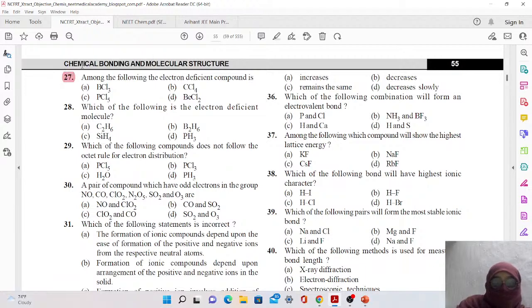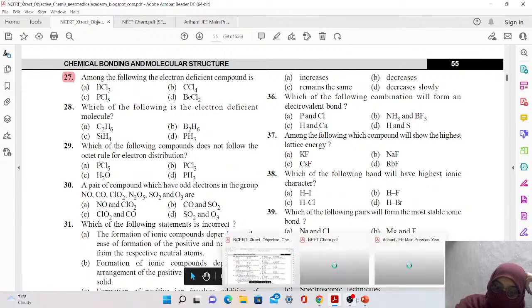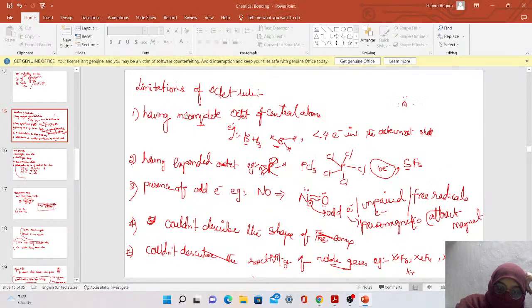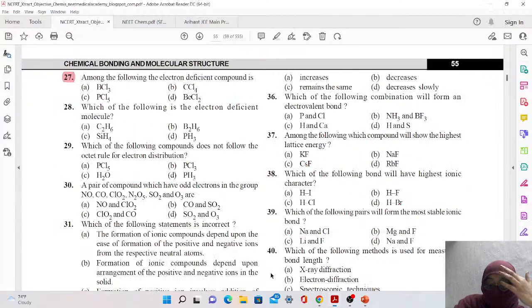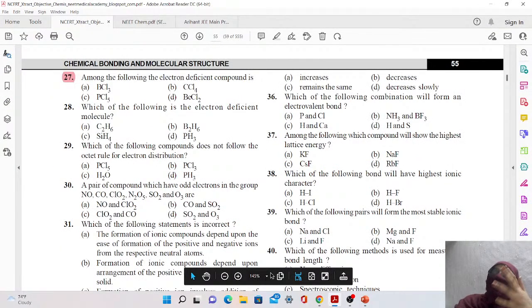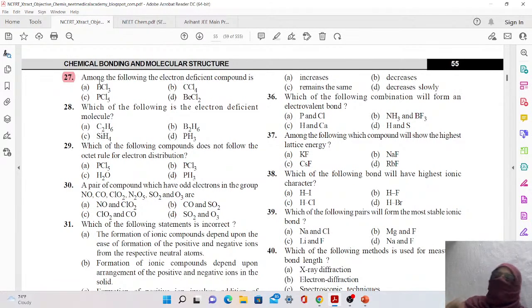the electron deficient compound is, electron deficient means which has incomplete octet, right? I even told you the octet rule limitation: incomplete octet of the central atom. This is shown only by molecules which have less than 4 electrons in the outermost shell. So you need to pick the one which has less than 4 electrons in the outermost shell. I already told you that group 13 elements always have less than 4 electrons in the outermost shell. That means the answer is BCl3, because BCl3 is the molecule which belongs to group 13.